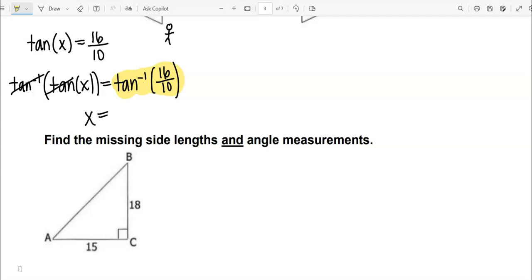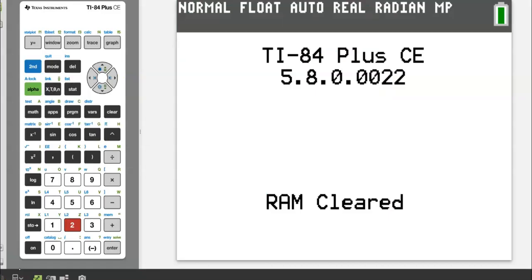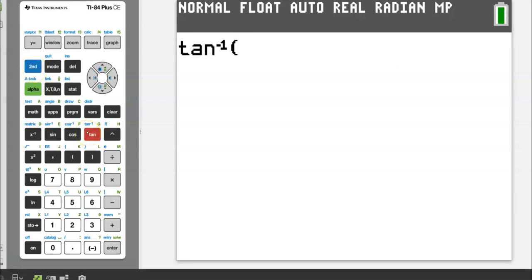So when you're ready, get your calculator, and I'll show you how to get there. Notice I could have simplified 16 over 10 before I did this. That'd just be more work on me, because what I'm going to end up doing is typing it in a calculator anyways. So that's why I didn't simplify 16 over 10. To type in tangent inverse, it's going to be the same button you use for tangent, except it's going to be second before you get there. So go second, and then tangent. And on the inside of tangent inverse, you'll have 16 divided by 10, and you do need to close the parentheses after that.